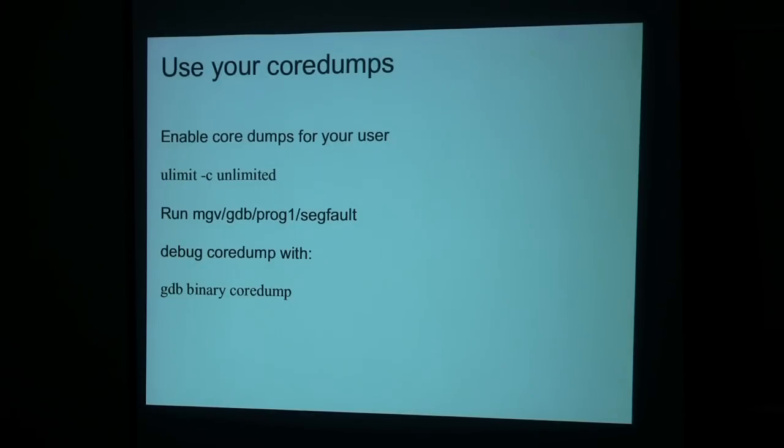Core dumps are disabled on these computers by default because they can take up a lot of space if you run a program like Firefox and it crashes because of a segmentation fault. It's going to dump all the memory of Firefox into a file, and that will use up all your quota space. For your programs, it's very helpful. So go ahead and run this ulimit -c unlimited line.